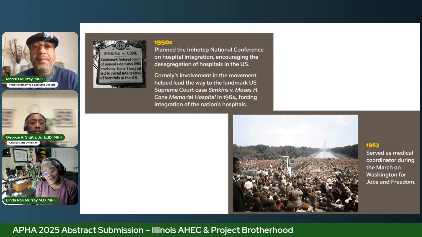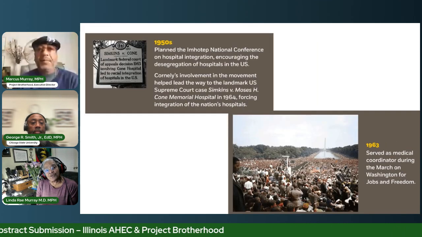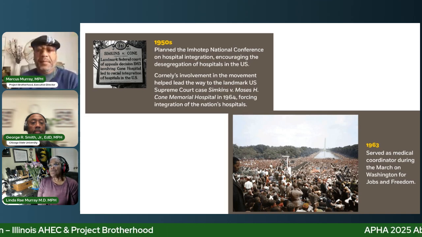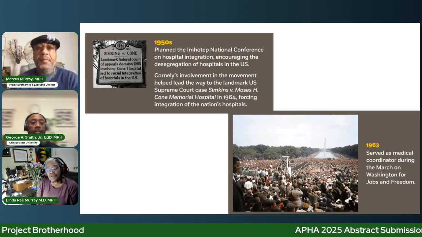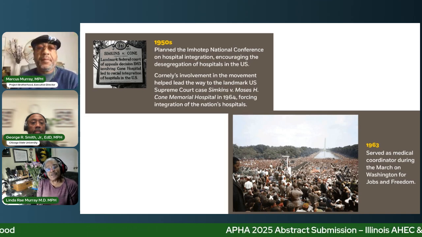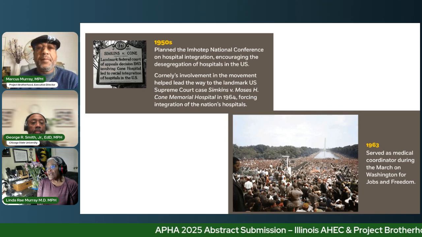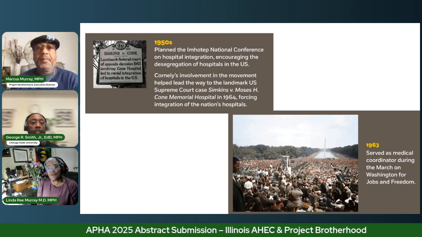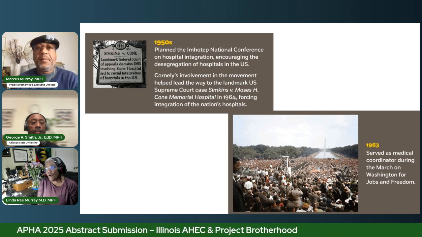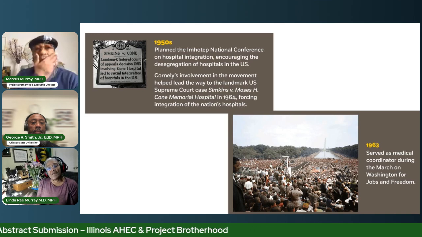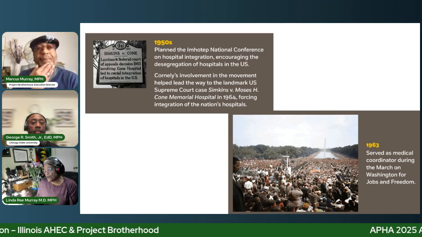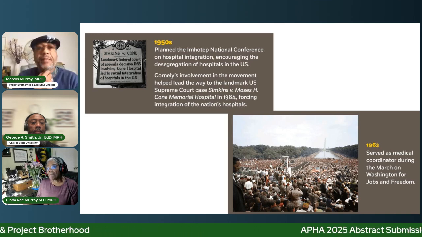Dr. Cornely really was an important researcher in a number of ways. He planned a series of conferences in the '50s about how to deal with segregated hospitals. And in 1963, a lot of people don't know this, during the famous March on Washington, he coordinated the medical support for that giant march on Washington. Next slide.